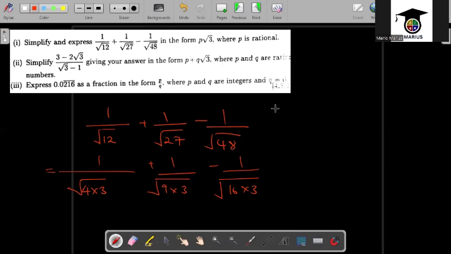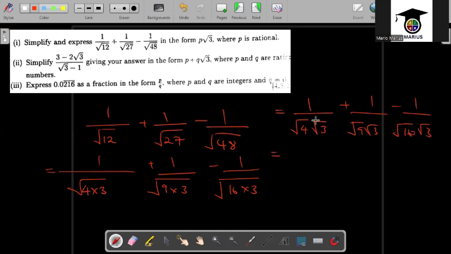Then from there now, let's simplify that. So that is going to be equal to, meaning there I can have root 4, then there I'll have root 3. I can write them like that since it's a product. Then I have 1 over here root 9, then I have root 3. Then I have minus 1 over root 16, then here root 3. Okay, from there, what can I do next?